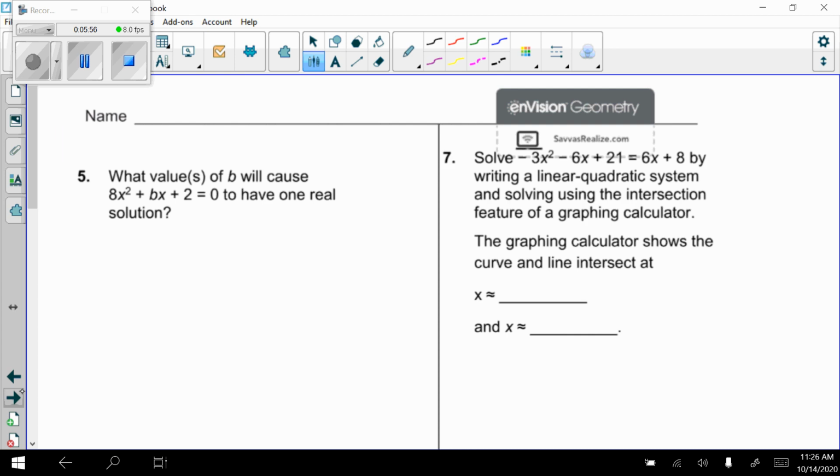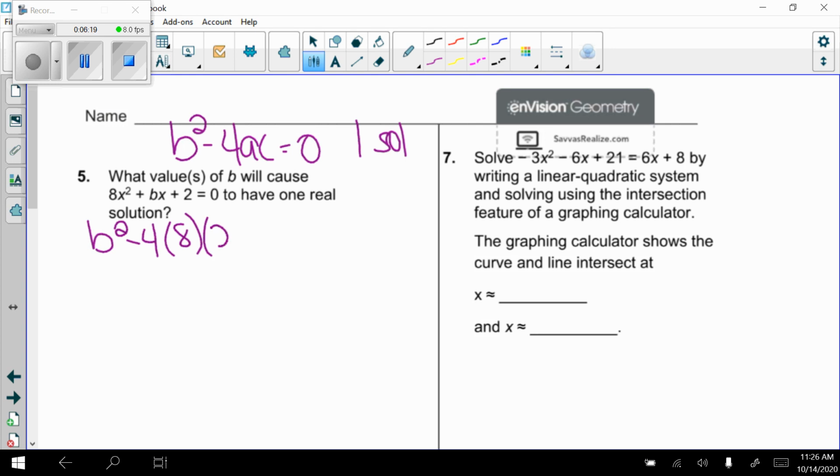Number 5. What value or values of b will cause 8x squared plus bx plus 2 equals 0 to have one real solution? Remember, when my discriminant b squared minus 4ac is equal to 0 is when I have one solution. Okay. So I just want to solve that equation. So b squared minus 4 times my a value in this equation is 8. My c value is 2. I want to know, when does that equal 0?